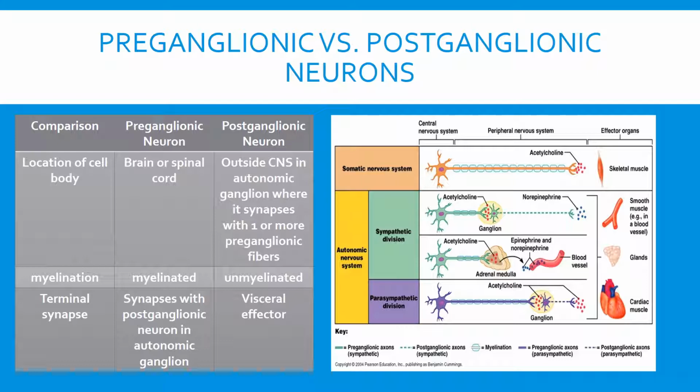The postganglionic neuron can synapse with one or more preganglionic fibers. Preganglionics are myelinated, postganglionics are unmyelinated. The preganglionic synapses with the postganglionic, which synapses with the visceral effector.